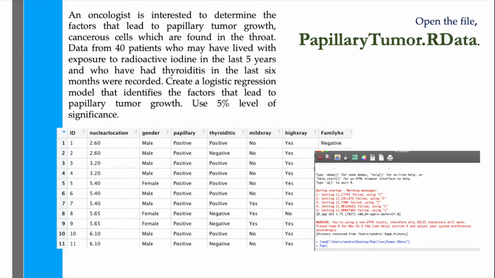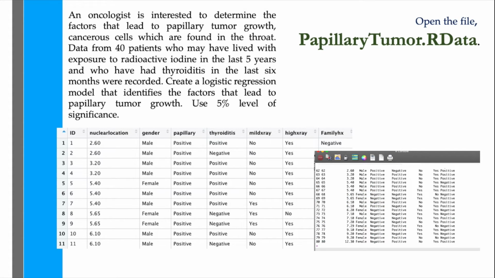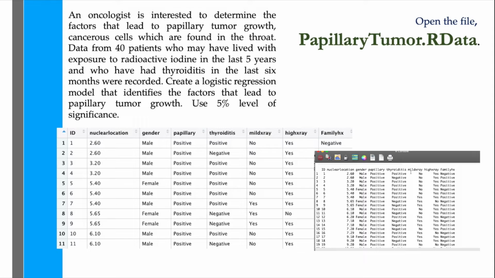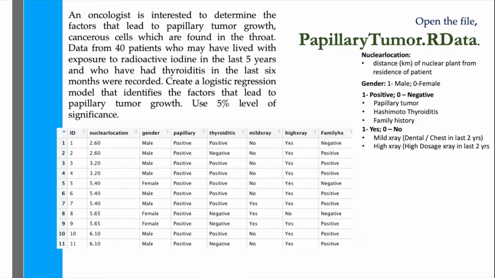So we may open the file, the PapillaryTumor.RData. So here we see 80 patients in which their nuclear location, gender, papillary tumor, thyroiditis, mild X-ray, high X-ray, and family history were recorded. So the nuclear location here tells the distance in kilometers of the nuclear plant from the residence of the patient.